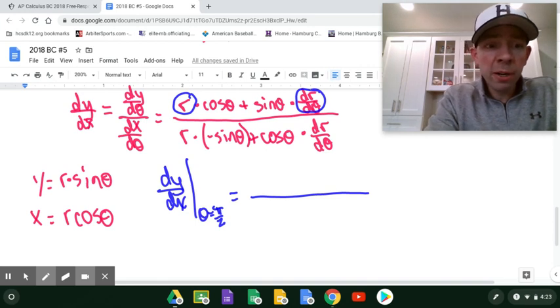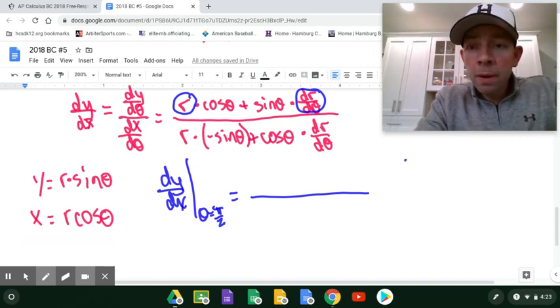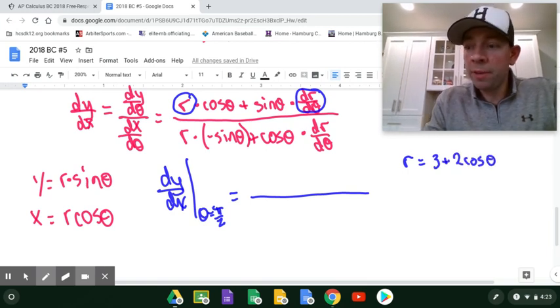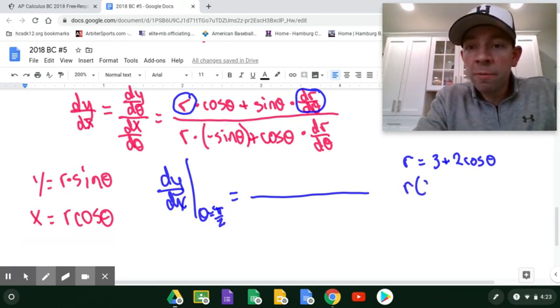So if you recall, r was equal to 3 plus 2 cosine of theta. Let me double check that in my notes, make sure I didn't mess that formula up. Yeah, I think that's right. So if I evaluate r of pi over 2, I'm just going to get 3.